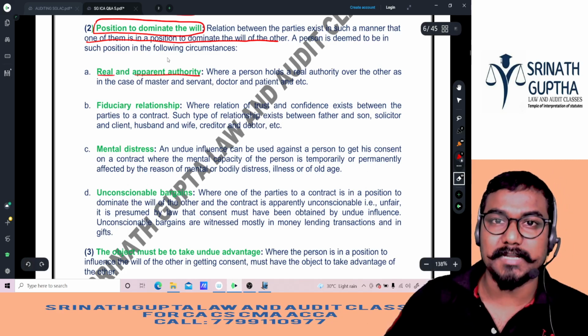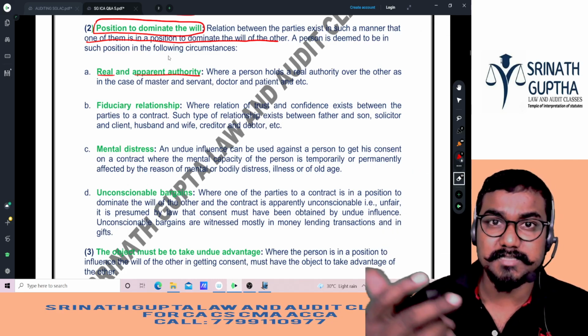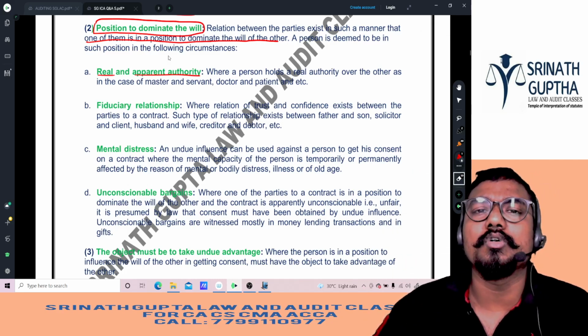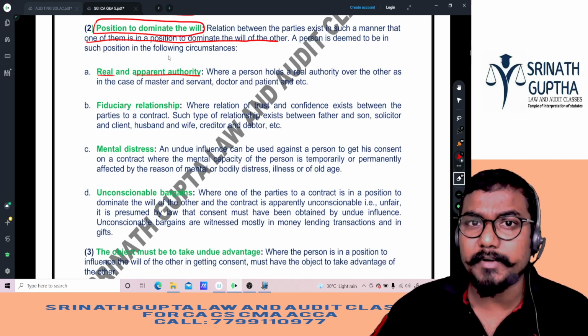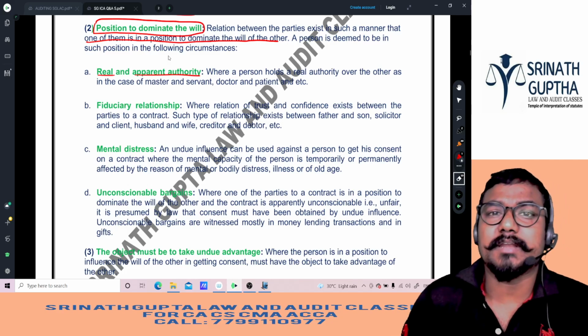Apparent means appearance, beta. Just by seeing you can identify that someone is dominating. For example, if you go to a hospital, the doctor is dominating, the compounder is weaker. Just by seeing his dressing style you can understand.